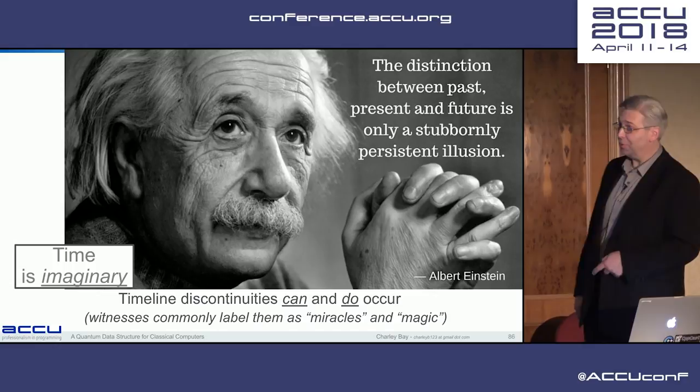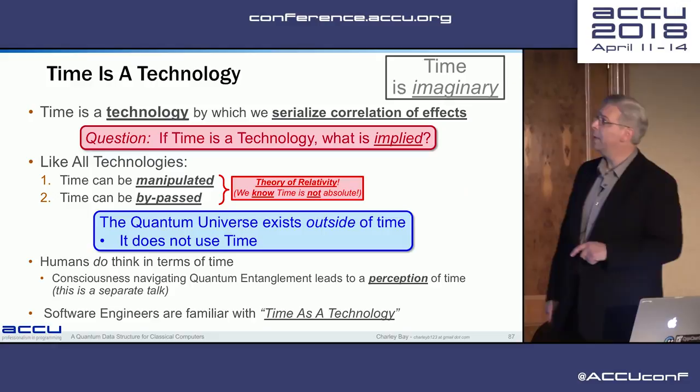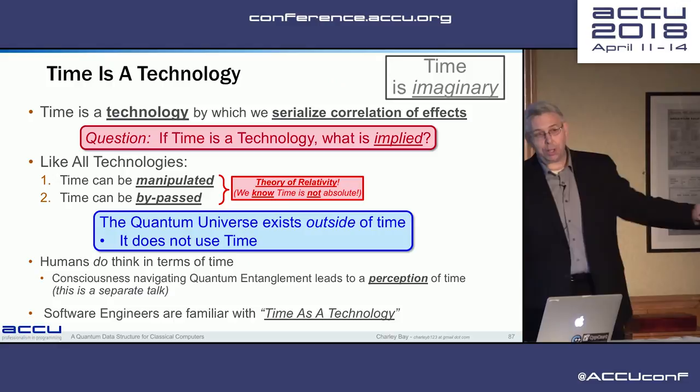Feynman played around with this a lot. Time is a technology. It's imaginary in the mathematical sense. Complex numbers, square root of -1. Time is a technology by which we serialize correlation of effects. Oh wait, you know what? What's multi-threaded programming? Well, it's a technology by which we serialize correlation of effects.